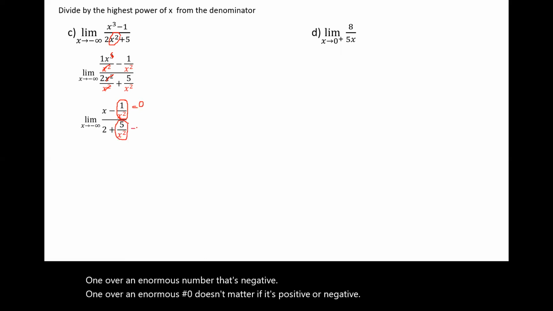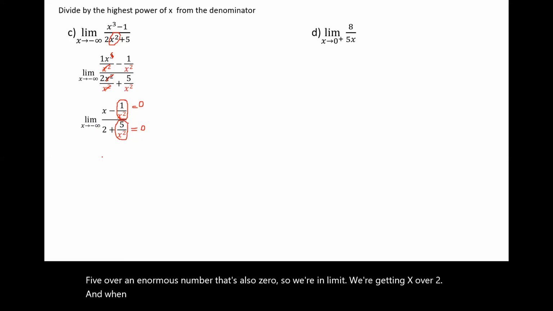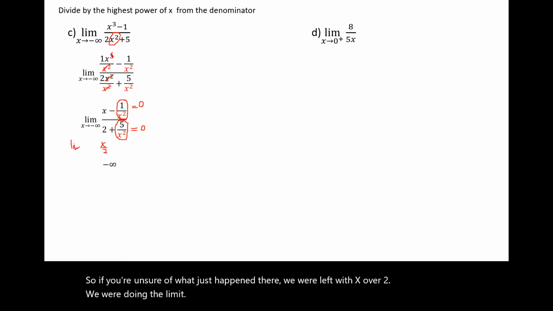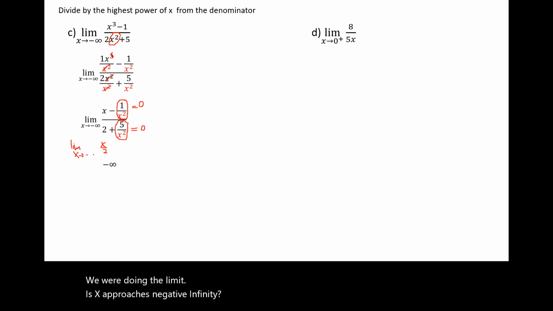5 over an enormous number, that's also 0. So our limit, we're getting x over 2. And when you plug in minus infinity for x, you get minus infinity. So if you're unsure of what just happened there, we were left with x over 2. We were doing the limit as x approaches negative infinity. So we're approaching a very large negative number. When you divide by 2, it's still a very large negative number.